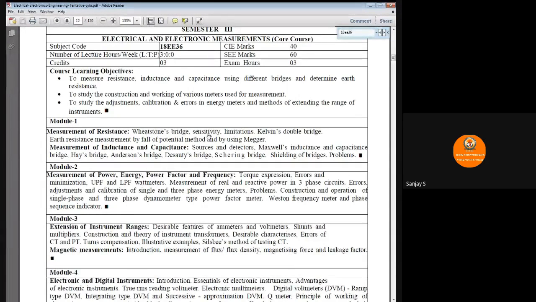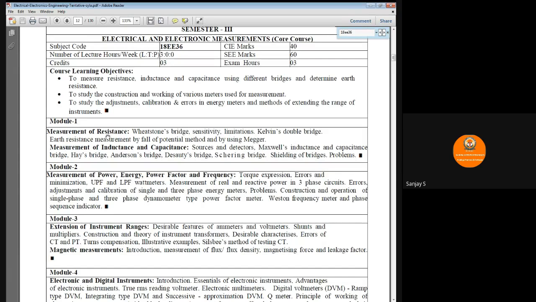We'll be studying about sensitivity of Wheatstone bridge, limitations of Wheatstone bridge. Then we'll be talking about Kelvin's double bridge for the measurement of low resistance. Then earth resistance measurement by fall of potential method and by using Megger. We'll be using this Megger for measuring high resistance. So for medium resistance Wheatstone bridge, low resistance Kelvin's double bridge, and high resistance we'll be using Megger.